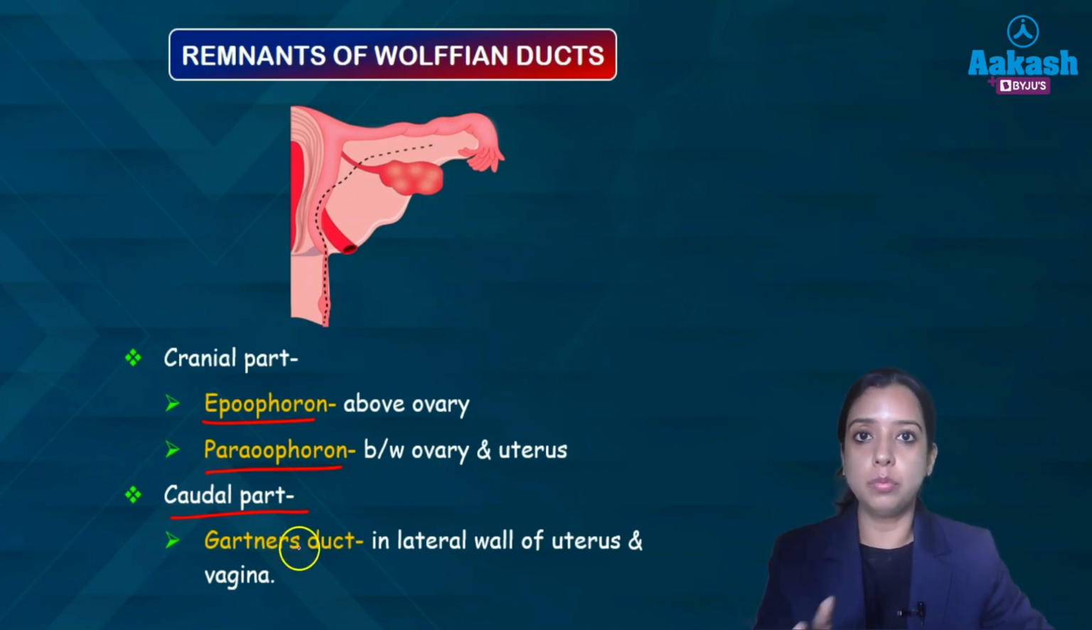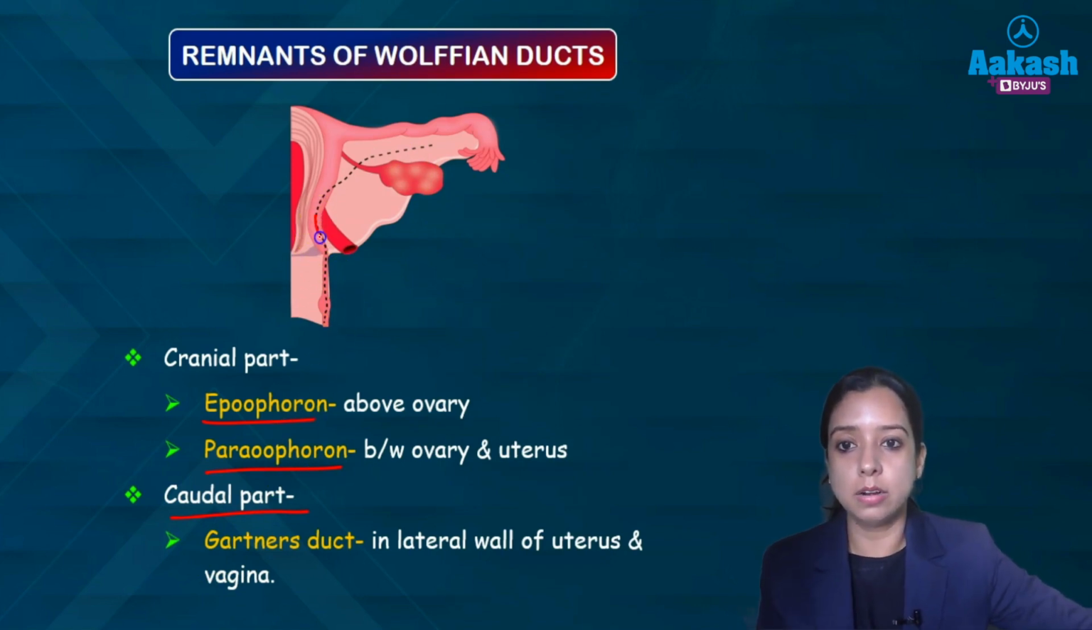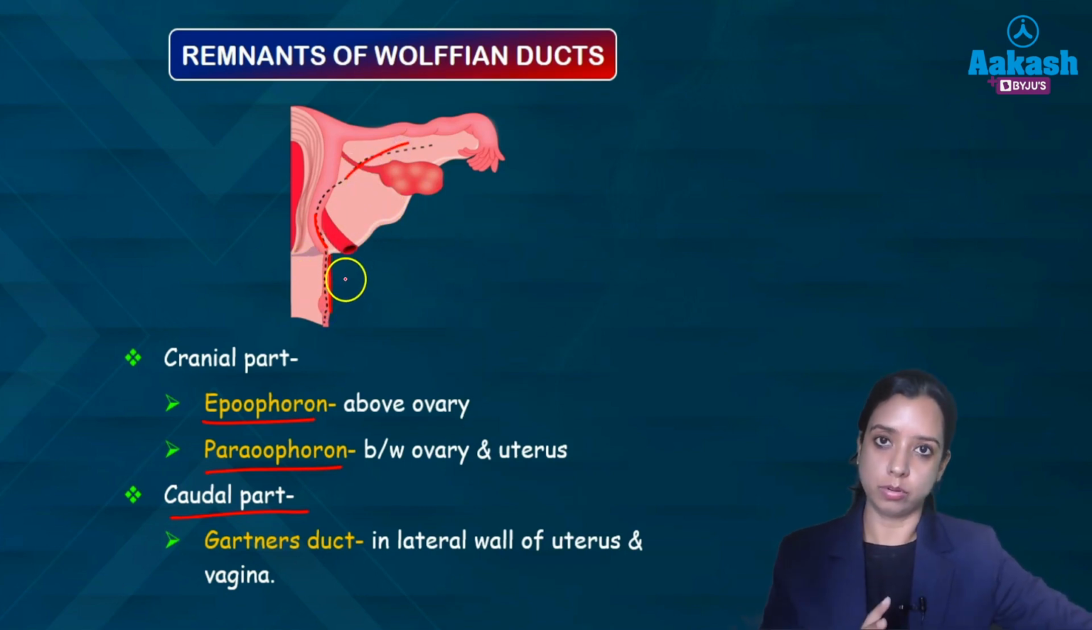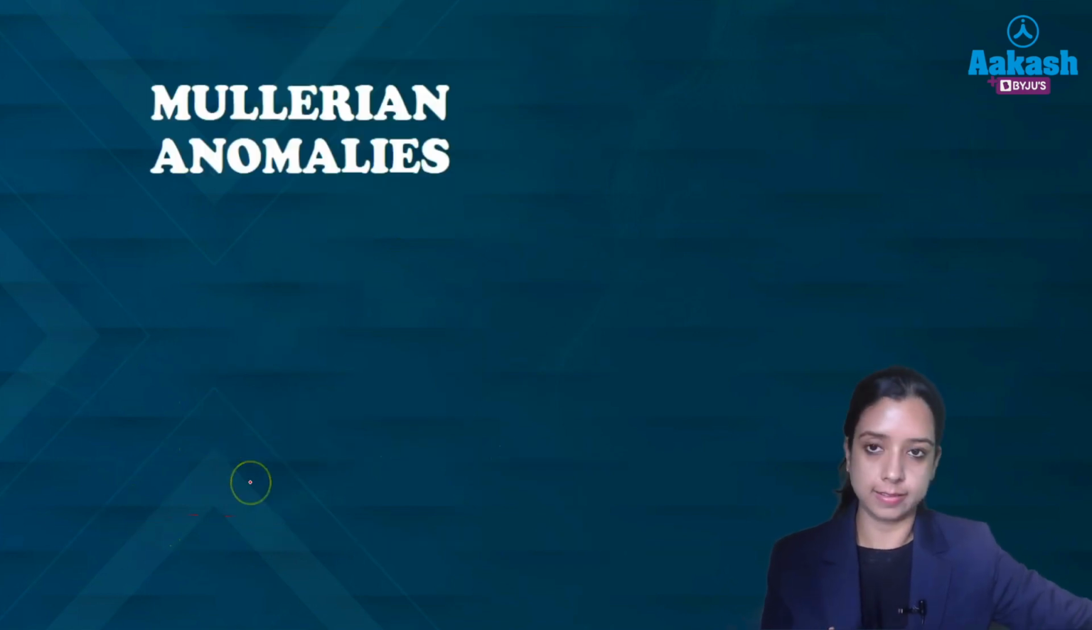Now, the question asked was, where do they lie? They lie in the lateral wall. Gartner's duct lies in the lateral one-third of uterus and lateral wall of vagina. That's where it lies. And paroophoron and epoophoron also lie on the lateral wall of the uterus. Okay, this is where their location is.